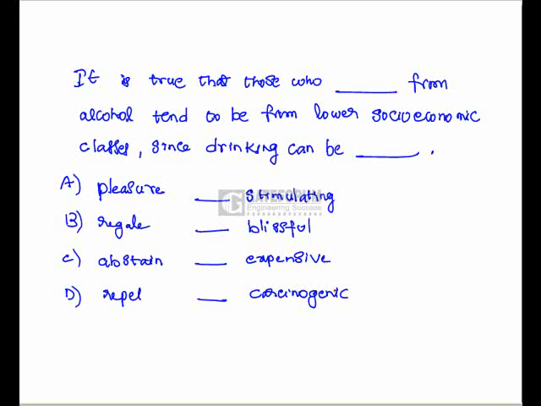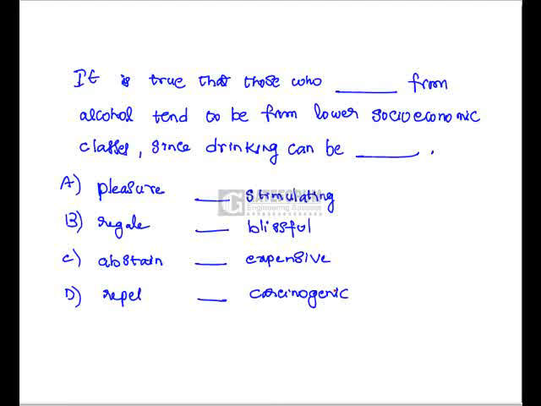Look at the question. This is a sentence completion. It is true that those who dash from alcohol tend to be from lower socioeconomic classes, since drinking can be dash. So here, those who do something from alcohol from lower socioeconomic classes, what they do, they pleasure from alcohol.